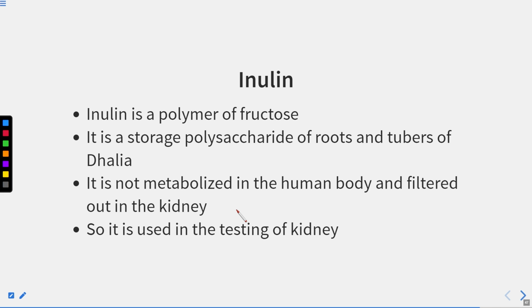Next is inulin. Inulin is a polymer of fructose, and it is a storage polysaccharide of roots and tubers of the dahlia. So the dahlia plant has inulin as a storage polysaccharide, and it is not metabolized in the human body and is filtered out by the kidney through excretion. So it is also used in the testing of kidney function.